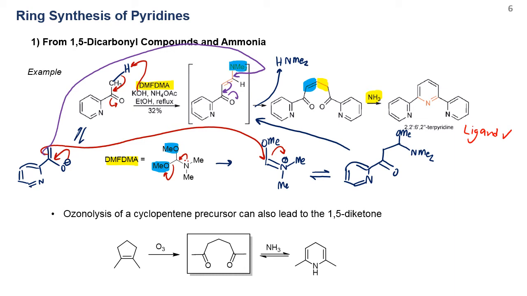Another way to generate 1,5-dicarbonyl ketones is by doing the ozonolysis reaction of cyclopentene. So the ozonolysis will cleave the double bond here, and then you are going to get the 1,5-diketone precursor that you can use to form the pyridine.